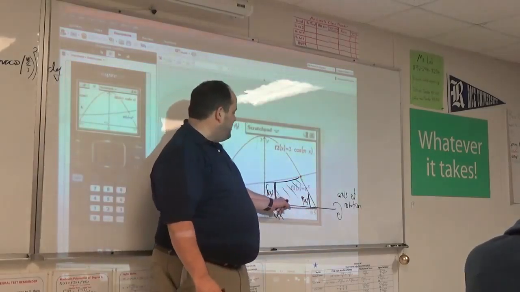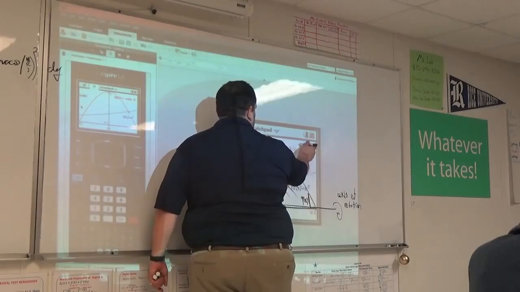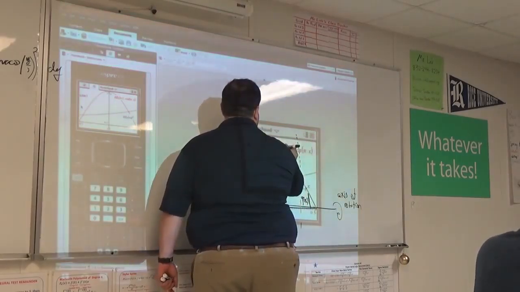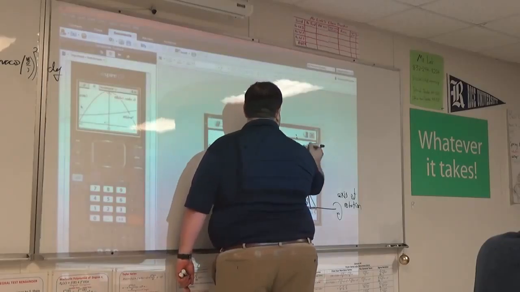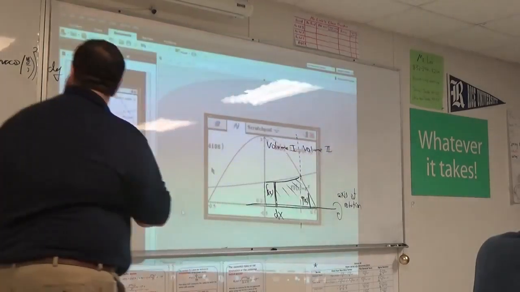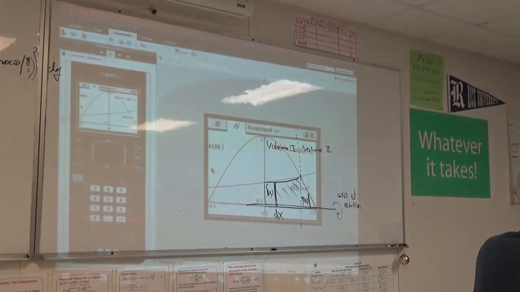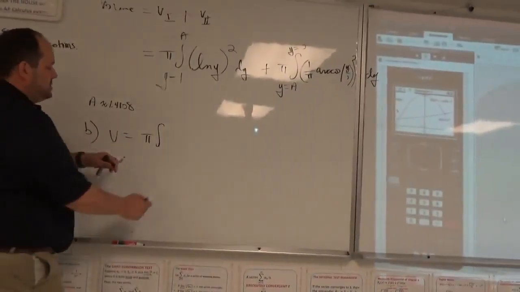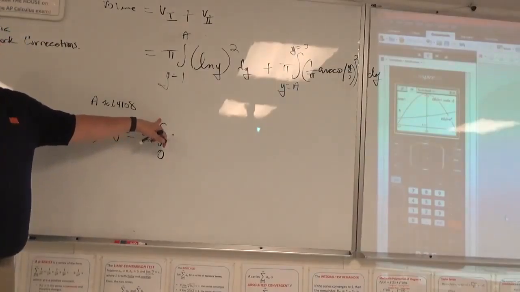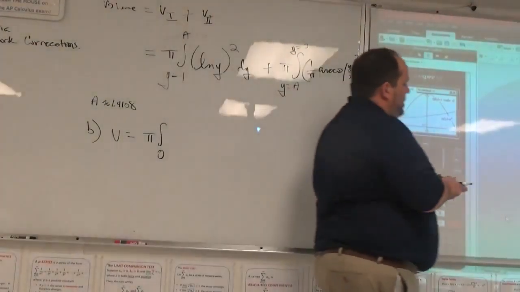If you see that it's f of x over here and g of x over here, in my mind, I kind of draw this imaginary line and say, okay, here's volume number 1 that I'm going to work on. Here's volume number 2 that I'm going to work on. Let's set it up real quick for part B. Volume equals pi integral. Where do I start? 0. Where do I end? 0.5. No, it's to the point 0.344. Oh, yeah, my bad.